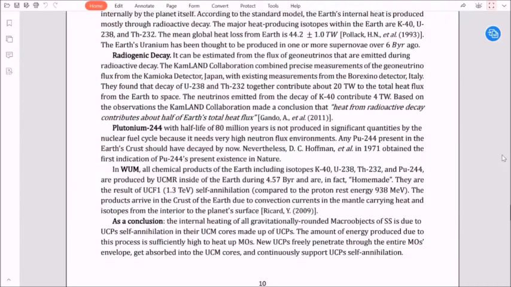As a conclusion, the internal heating of all gravitationally rounded macro objects of the solar system is due to UC particle self-annihilation in their UC matter cores made up of UC particles. The amount of energy produced by this process is sufficiently high to heat up macro objects. New UC particles freely penetrate through the entire macro objects, get absorbed into UC matter cores, and continuously support UC particles' self-annihilation.